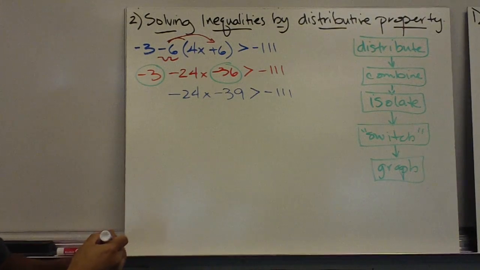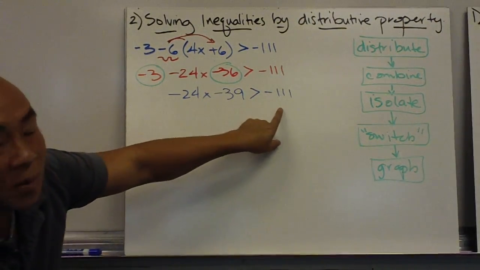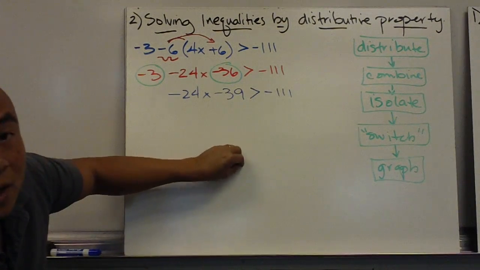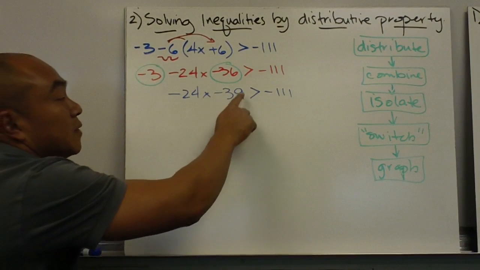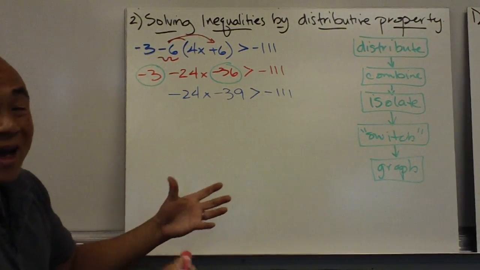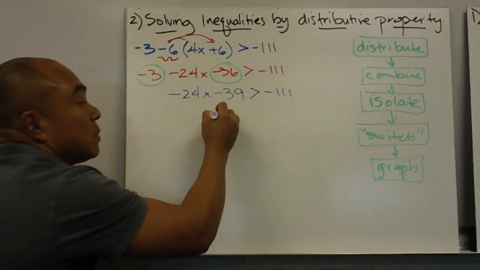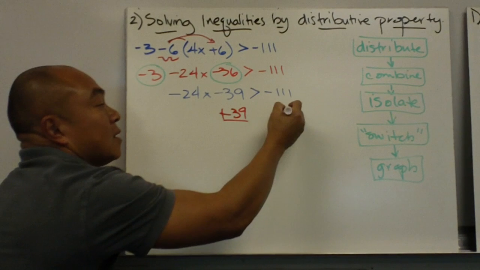negative 111. My next step is to isolate this variable, and in this case this is a two-step inequality, so I'm going to have to do two steps before I can finally get that variable on its own. Let's start off with our constant, which is an added number or a subtracted number. I'm going to add here, because remember this is minus 39. I'm going to add 39 here, and add 39 here.